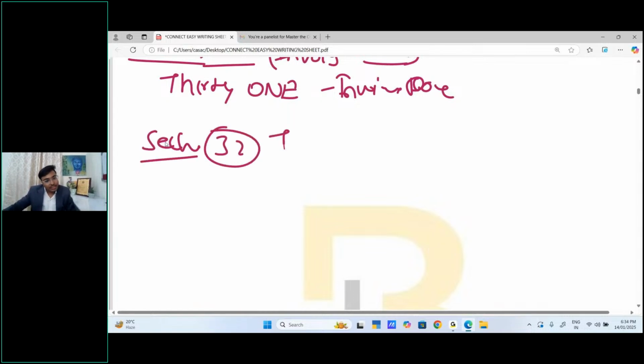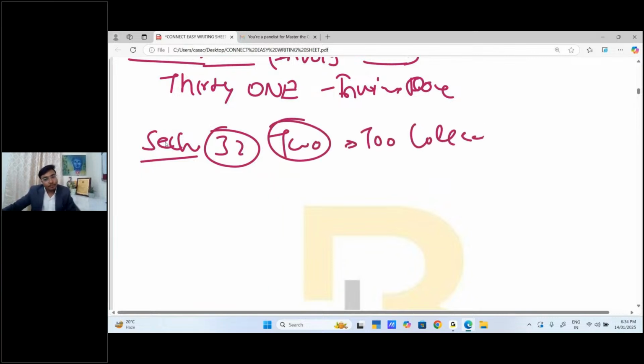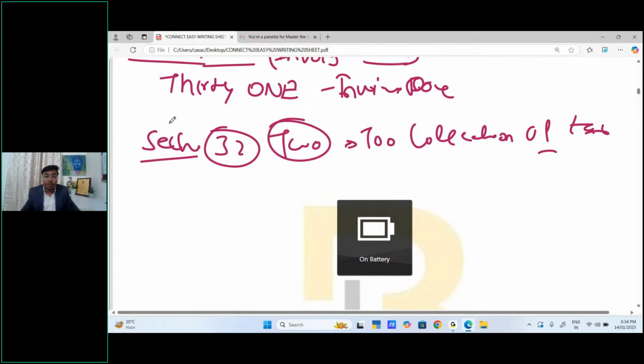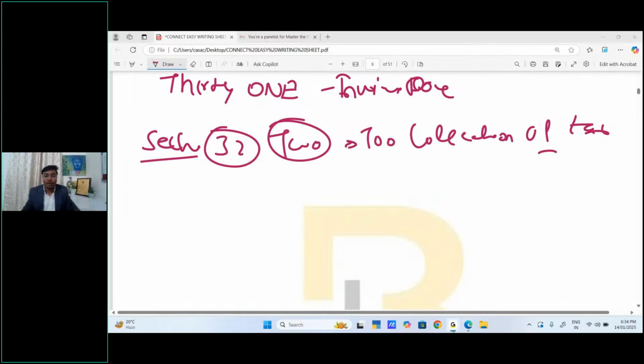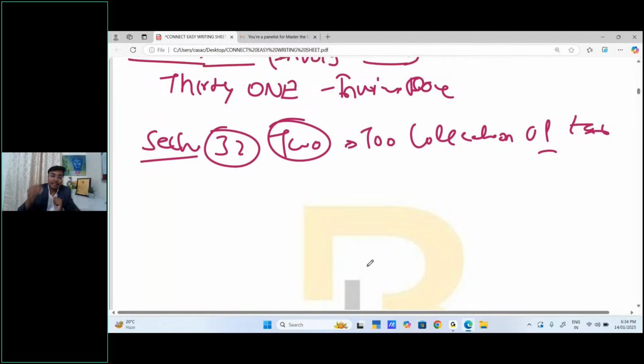Section 32, just try to link this word with collection of tax. That means the taxpayer has collected the tax which is not conforming with the invoice. Suppose the invoice is for 1 lakh rupees and the taxpayer is going to collect the tax for 1,10,000 rupees.